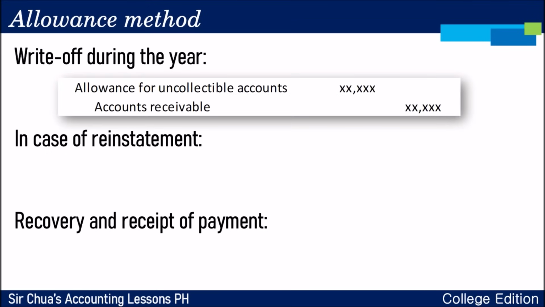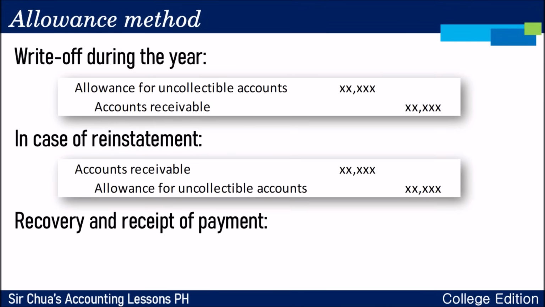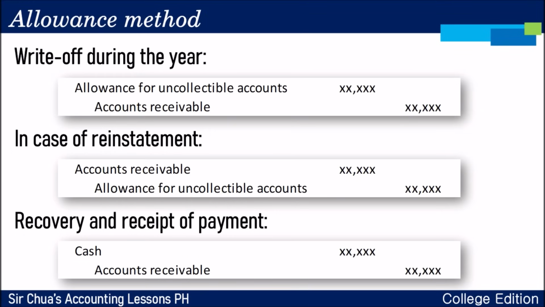Unlike in the direct write-off method, which uses uncollectible accounts expense, here you debit the allowance account, crediting accounts receivable. In any case that you determined na mababayaran ka na pala bigla nung customer mong yon, i-reinstate mo yung accounts receivable. So, babaliktarin mo lang yung entry: you debit accounts receivable, and you credit allowance for uncollectible accounts. And then the recovery and receipt of payment is your simple transaction like how you do it in Accounting 1: debit cash and credit accounts receivable. Okay, ganun lang po siya.